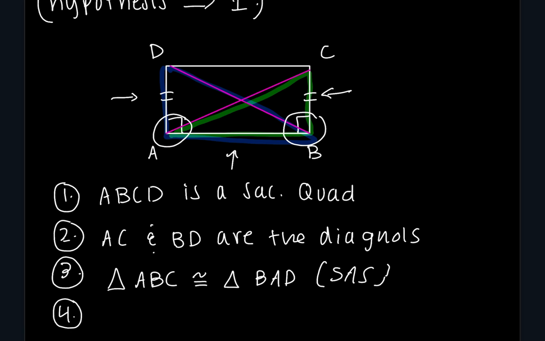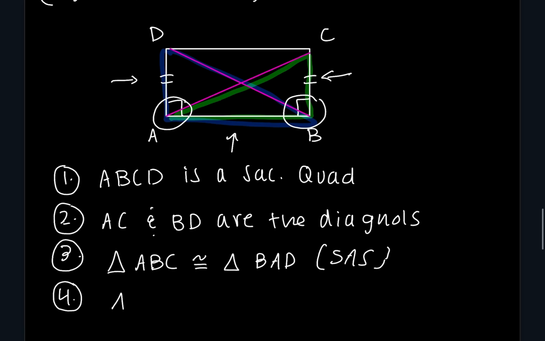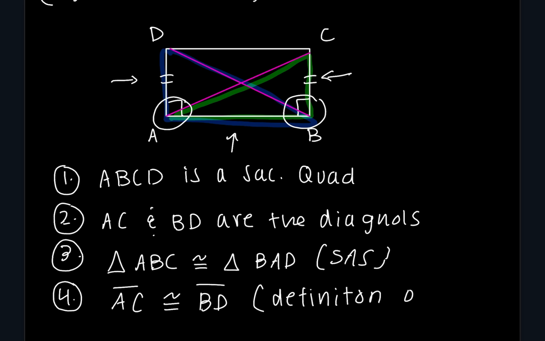Then for number 4, therefore, we know that AC is congruent to BD, which are diagonals, and we know this because of the definition of congruent triangles. Since we already proved that those triangles are congruent, we know that every other part should also be congruent as well.